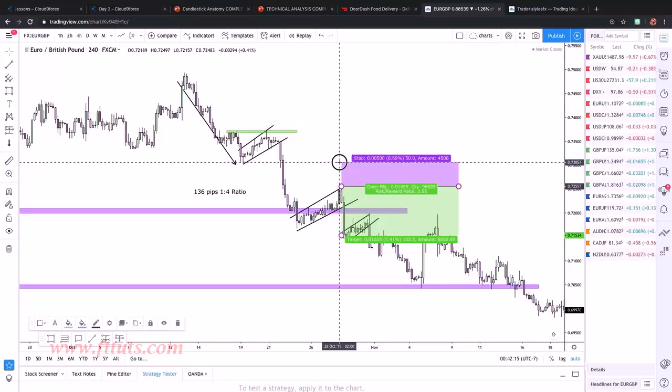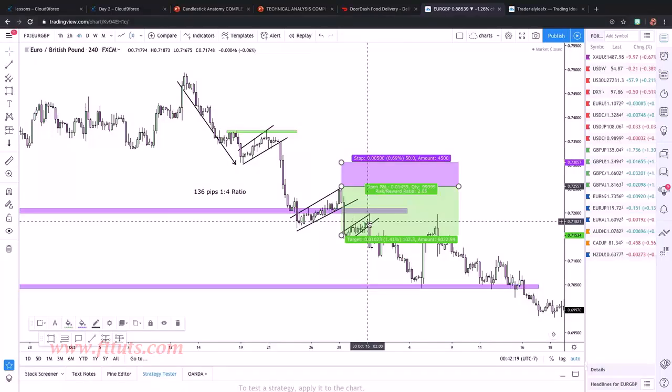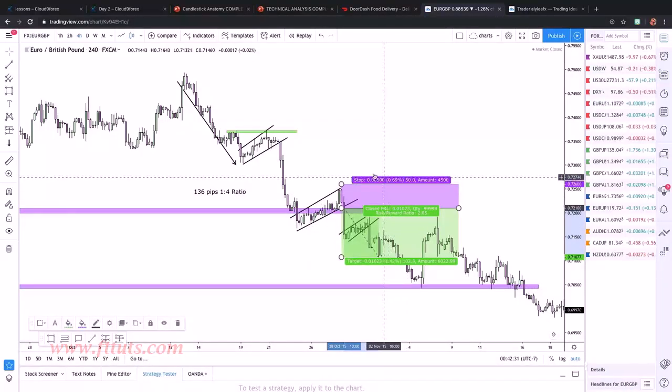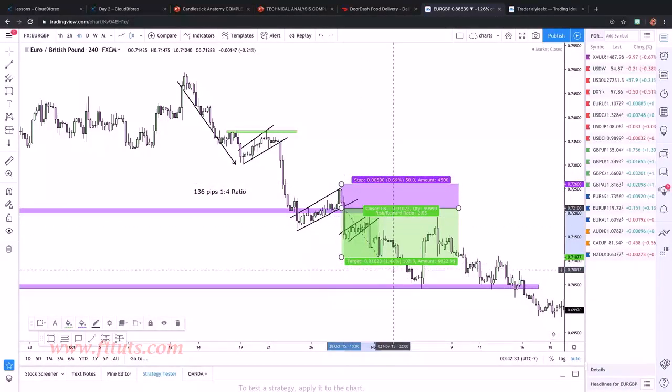Because certain pairs, sorry, not confluence, correlation. So certain pairs have correlation. For example, if gold goes up, the US dollar usually goes down, and certain pairs act the same and act differently. So we'll talk about correlation later on.